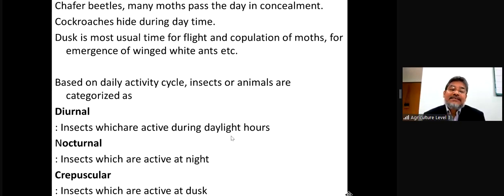So nocturnal and diurnal, and another one is called crepuscular. Crepuscular insects are those which are active at dusk. Some insects are very much active at dusk. So in this way we can say nocturnal, diurnal and crepuscular.